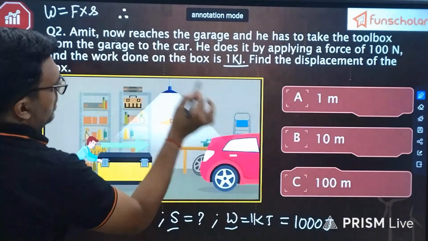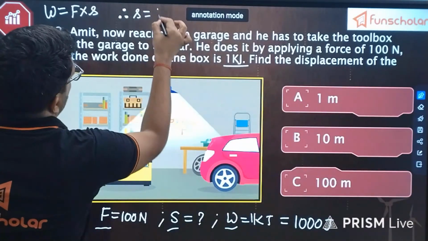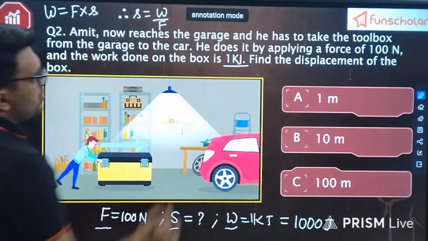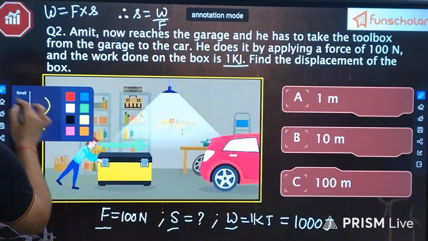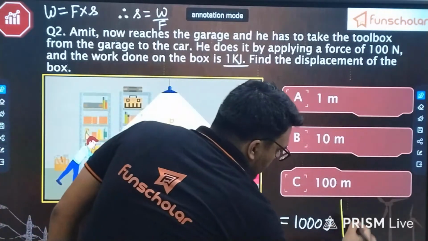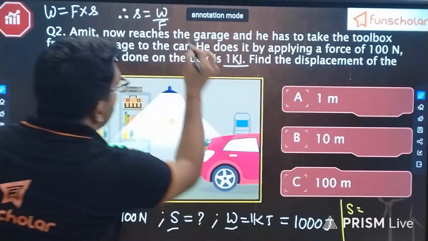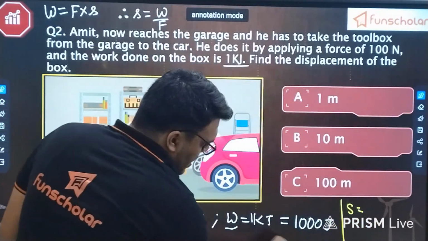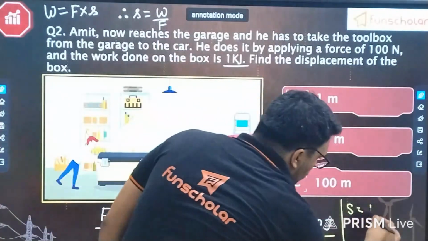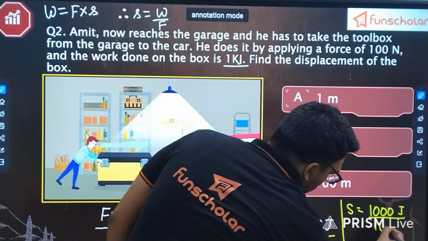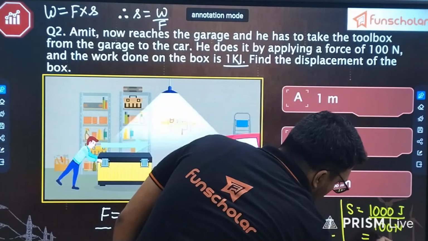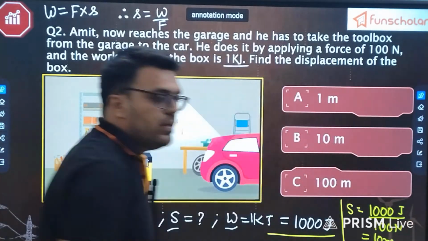Therefore, displacement will be equal to work done by force. Okay. Now just substitute the formula. So displacement is equal to work done by force. Work done is how much? 1000 joule. That is going to be 1000 divided by the force, which is 100 Newton. That is going to be 10 meter.